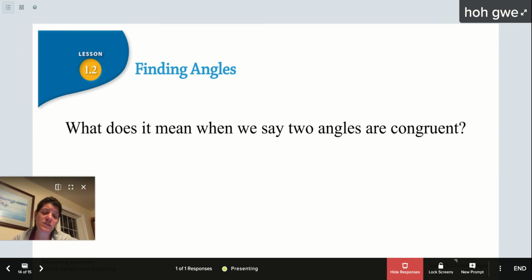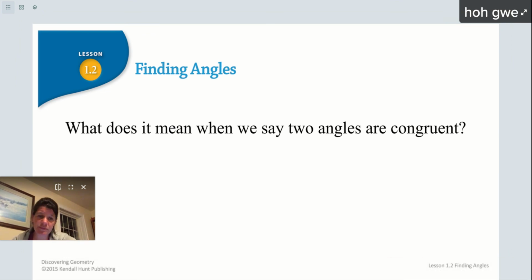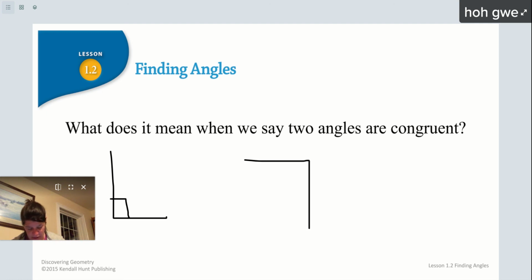What does it mean when we say two angles are congruent? Congruent angles mean that they have the same measurement. So they're the same number of degrees. It doesn't matter how they're oriented. So I can do a 90-degree angle like that and a 90-degree angle like that. And those two angles are congruent.